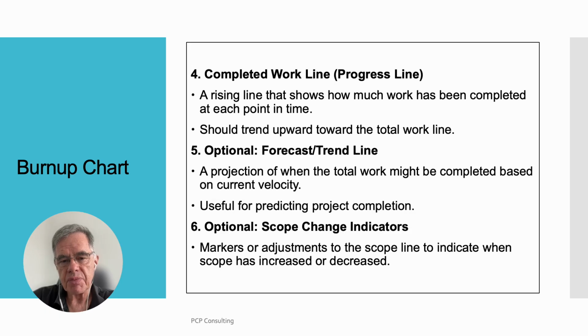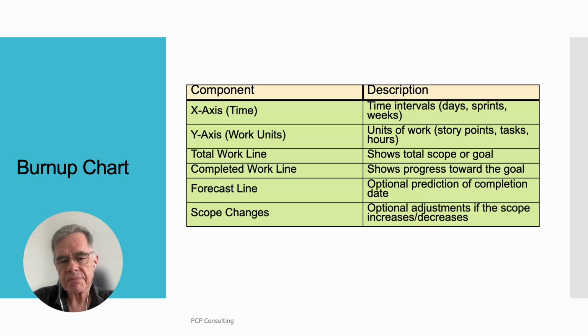Completed work line or progress line. A rising line that shows how much work has been completed at each point in time. Should trend upward toward the total work line. Optional, forecast, trend line. A projection of when the total work might be completed based on current velocity. Useful for predicting project completion. Optional, scope change indicators, markers or adjustments to the scope line to indicate when scope has increased or decreased.